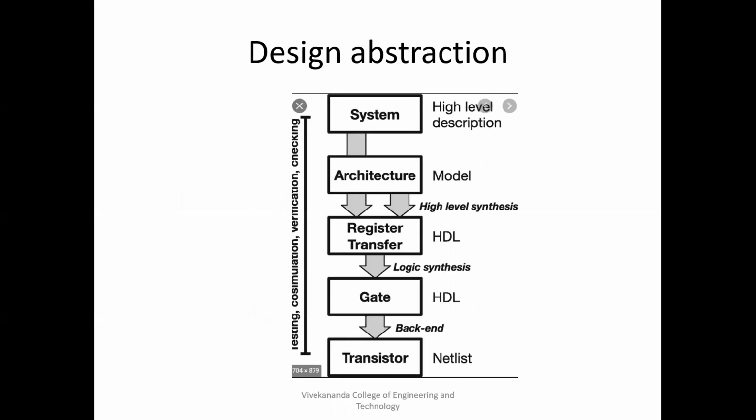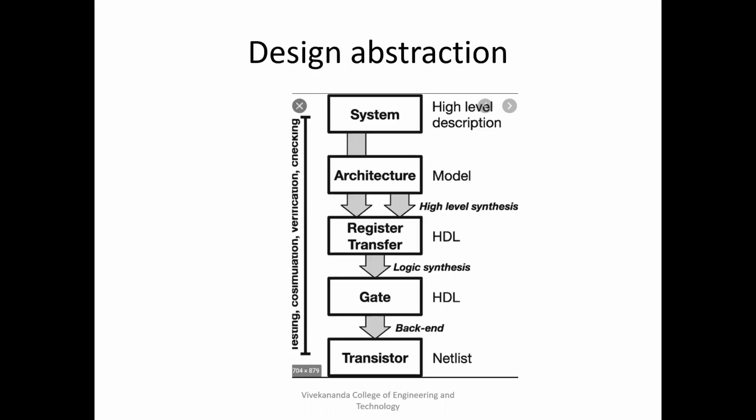So next is the design abstraction. Design abstraction is how we are going to break down the given specification or a given design and then start designing. Basically, there are two types. It is the top-down and bottom-up approach. In the top-down approach, we go from the top and go to the bottom level.